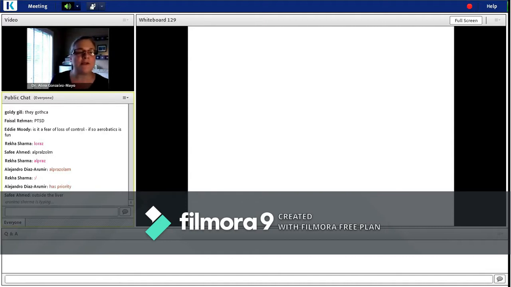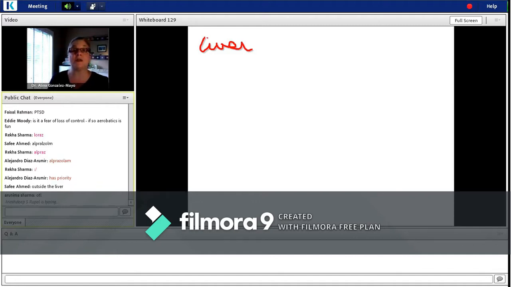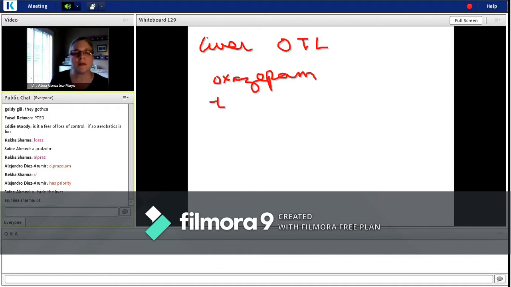When you have patients who have liver disease, we know that there are benzos that are safer. And those are, remember, outside the liver. O was oxazepam. T was temazepam. And L is lorazepam.